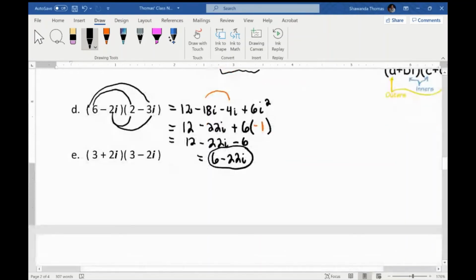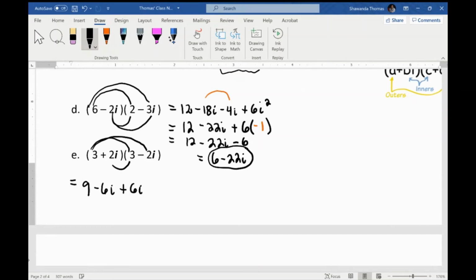Anytime you have conjugates, that's nice. When you multiply conjugates together, something nice happens. Let's work it out so you can see. 3 times 3 is 9. 3 times negative 2i is negative 6i. Then inner, 2i times 3 is 6i. And 2i times negative 2i is negative 4 i squared, just like x times x.